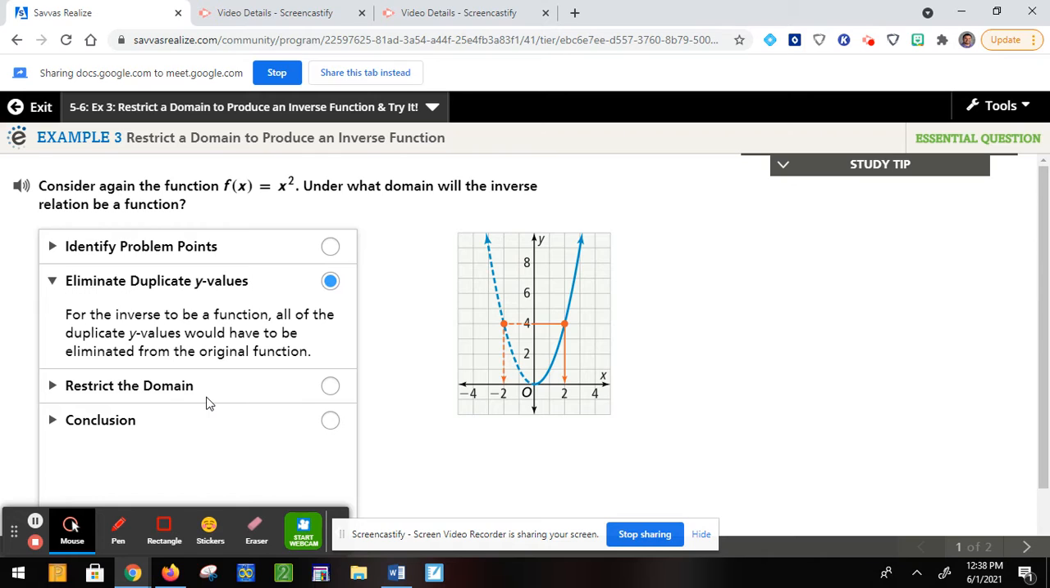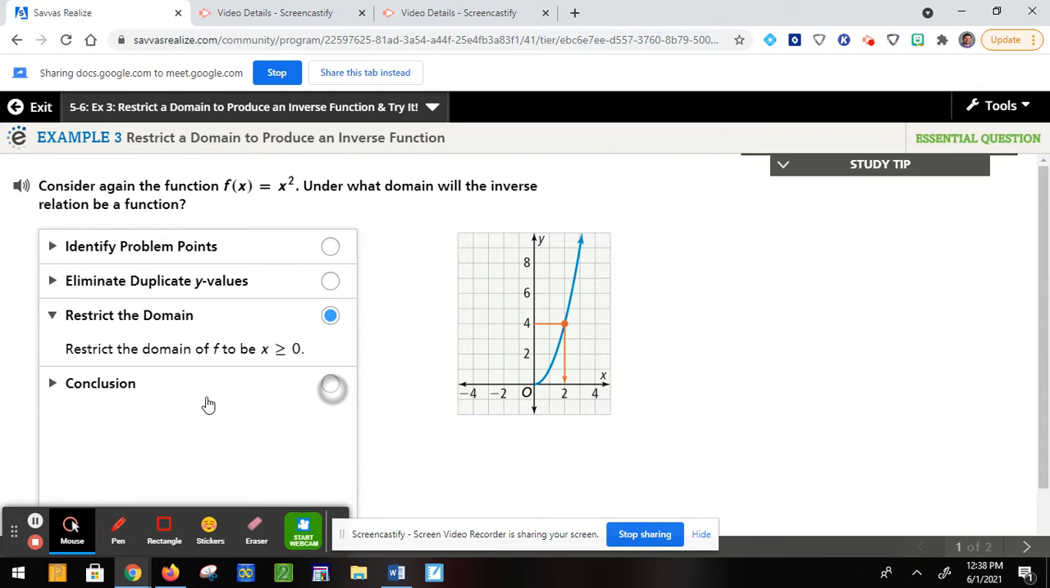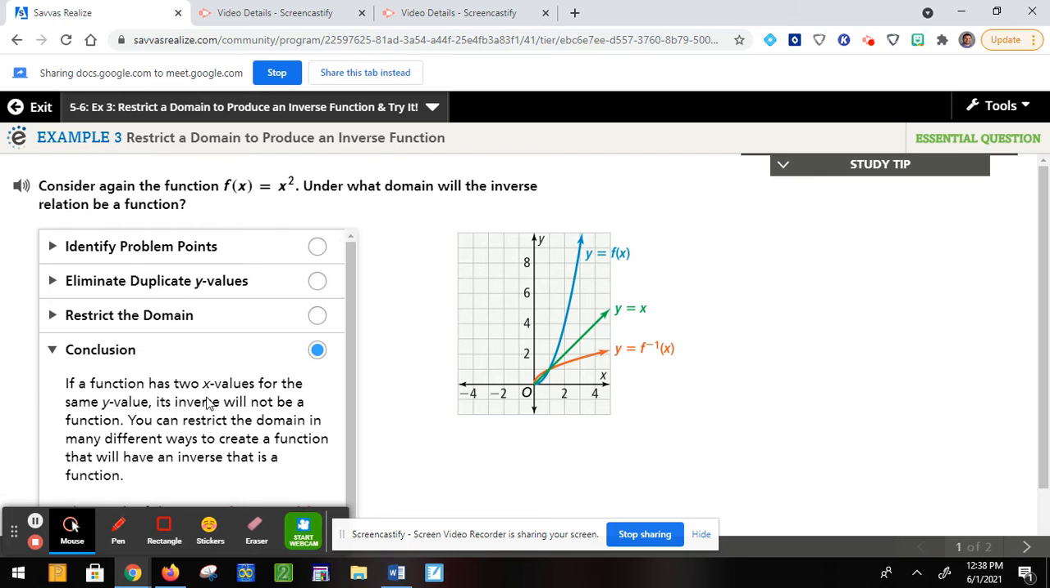So if we eliminate the left side, we're looking at a domain of the original x greater than or equal to 0. All right, so if we only look for the inverse of this, then the inverse will be just square root of x, not plus or minus square root of x. Now that is a function.